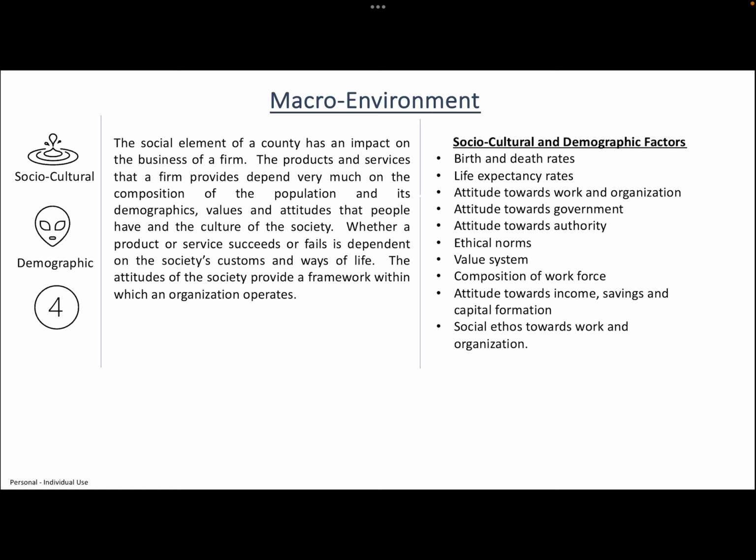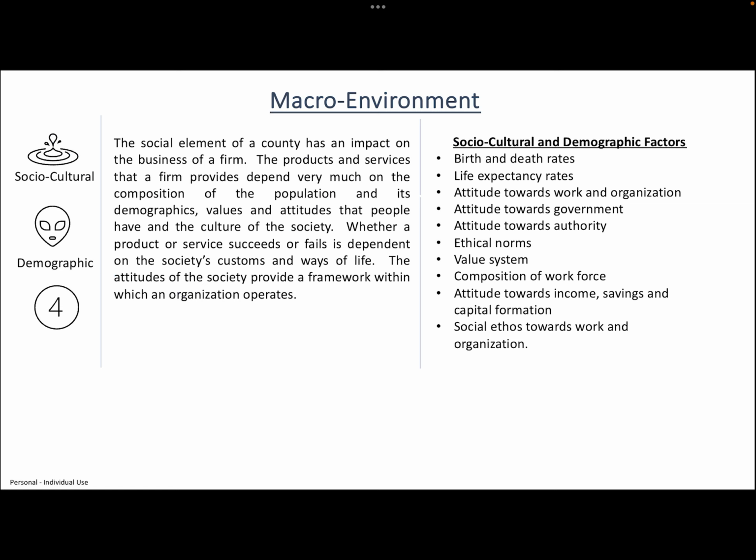Next one, socio-cultural, and the other one is demographic. Again, related things. Demography is all about society, and culture is part of the society where we live. So demography consists of even the different sects of people living: male, female, religion wise, caste wise, age wise, life expectancy, and all other factors related to society. And socio-culture covers the ethical norms in the society, value system, attitude towards work. So these are all cultural and demographic factors which also impact business.